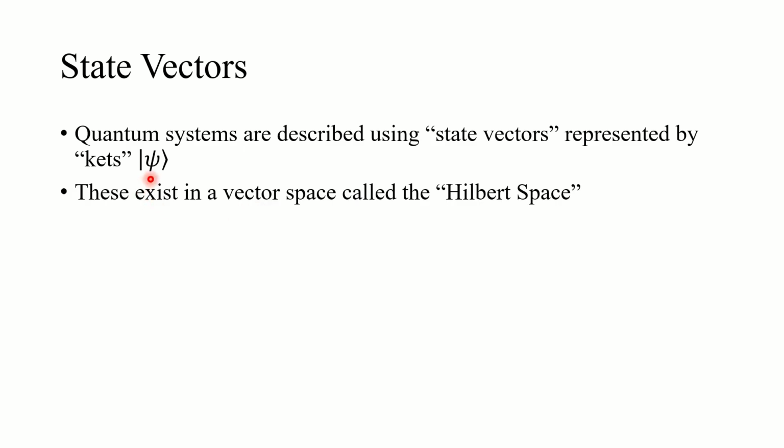This vector exists in a vector space that's called the Hilbert space. This Hilbert space can have various dimensions depending on the physics of the system you're going to describe. It can be as small as a two-dimensional Hilbert space all the way up to an infinite dimensional Hilbert space. And the state of that system is just described by some vector in that space.